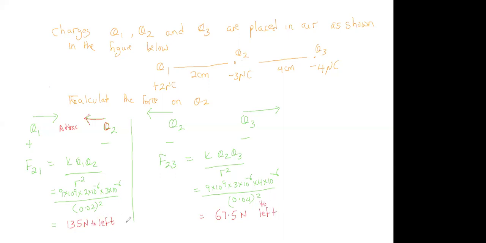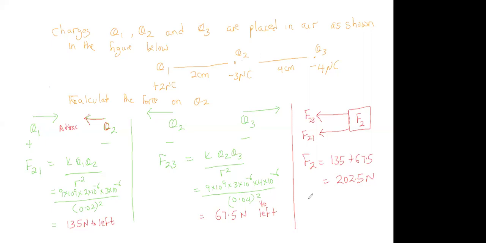Members, are we getting the same? So this is our force on charge Q2. One force is pulling this side, which is F23. Another force is also pulling this side, which is F21. So members, do we add, do we subtract? We add. Good. Now I love that you have understood that. 135 plus 67.5. So what is our final answer? 202.5 newtons. Now this is magnitude, and the direction is? To the left, very good.